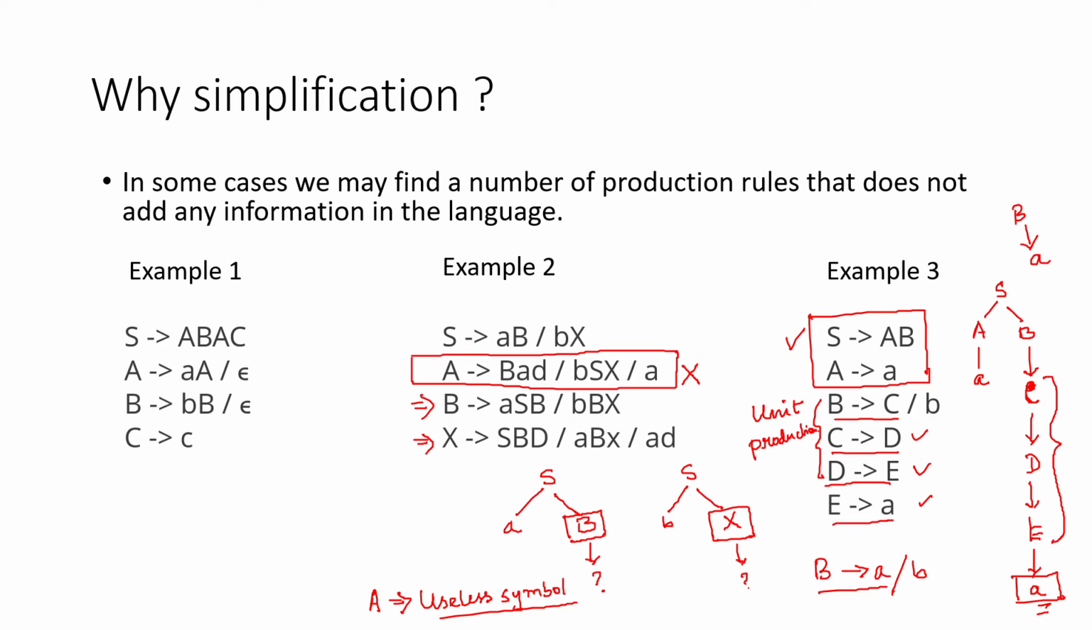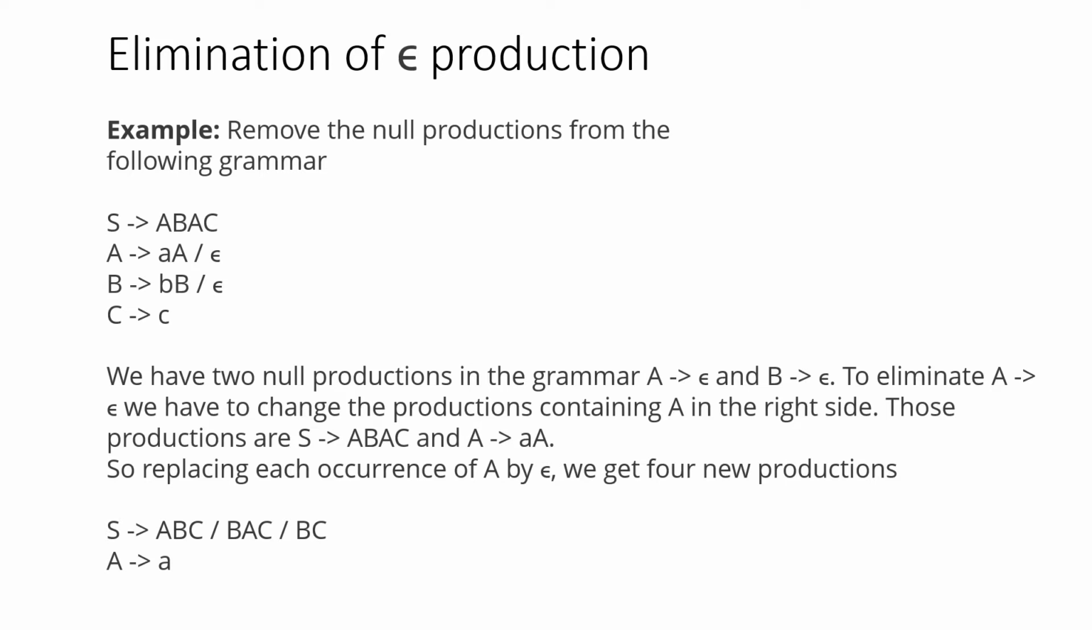Okay, so we have basically discussed different categories of redundancy present in a context free grammar, and we have categorized them. Now we have to go through each and every category, and we have to realize how we can remove them. So let's start with the elimination of epsilon production, or the null production, as we generally call it. Let's take this example that we have seen in the previous slide.